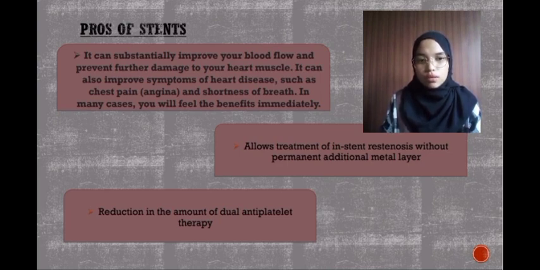Growth of stents also allows treatment of in-stent restenosis without a permanent additional metal layer. And lastly, a reduction in the amount of dual antiplatelet therapy.